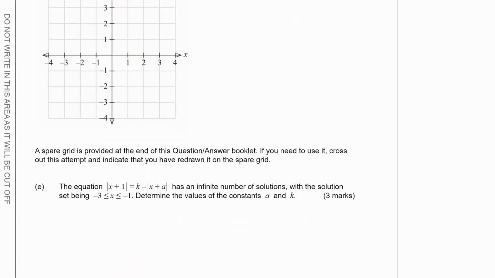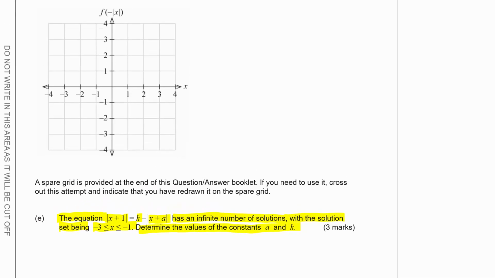Okay, the first bit's just a statement about a spare grid. The equation mod x plus 1 is equal to k take away mod x plus a has an infinite number of solutions, with the solution set being -3 to -1. Determine the values of the constants a and k. Okay, so I might use this grid just up here to help me with my graph. Let's look at mod x plus 1. That's going to bounce from -1, and it's going to look like this.